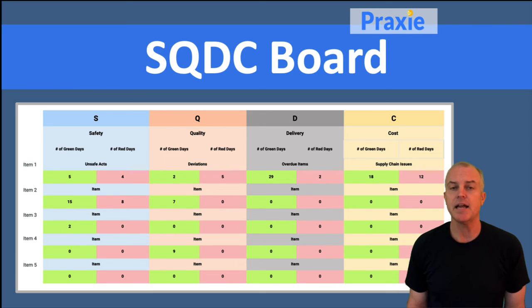But the idea is that you want to quantify what you mean and how you're defining safety, quality, delivery, and cost. And you use that quantification to figure out how are you doing each day. So if you know how you're quantifying safety, as in no incidents or accidents, then you can determine, do you have a green day or a red day?